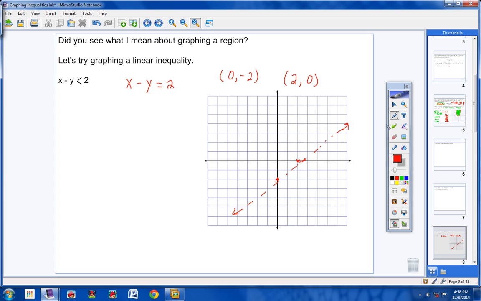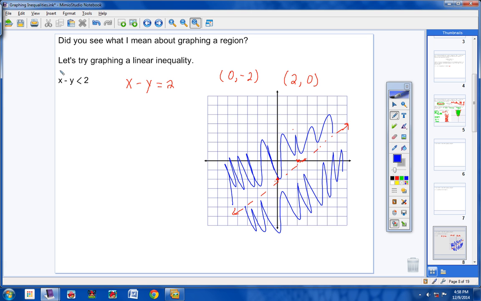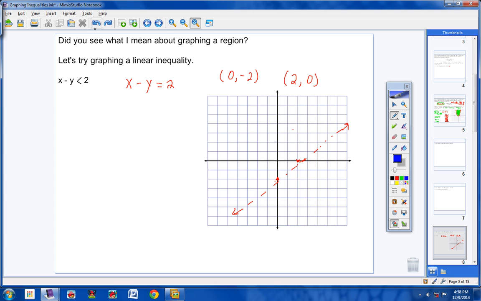Now, how do I know where to shade, students? Am I going to shade up here? Or am I going to shade down here? Well, please do not think that you can look at this and know. That's not the case. You have to test a point, okay? So I'm going to test a point. Now remember, the best values to use are values that lie right on the y-axis. And the best out of all the points to use is 0, 0.